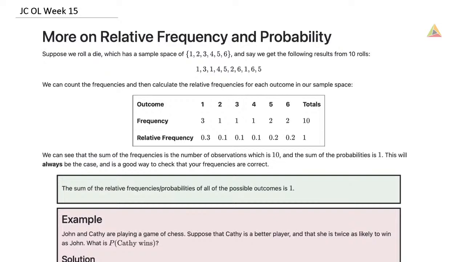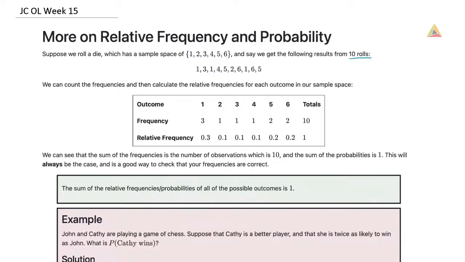So first of all, we're going to look at relative frequency and probability. If we look at the example on the screen there, suppose we roll a die which has a sample space of 1, 2, 3, 4, 5 and 6. That means that if you roll a die you can get any of those numbers. And say we get the following results from 10 rolls. I'm just going to underline 10 rolls because that gives us the number of trials or the number of experiments that were carried out.